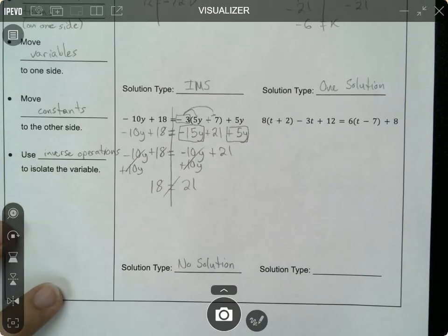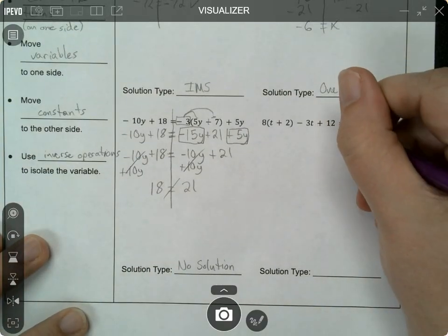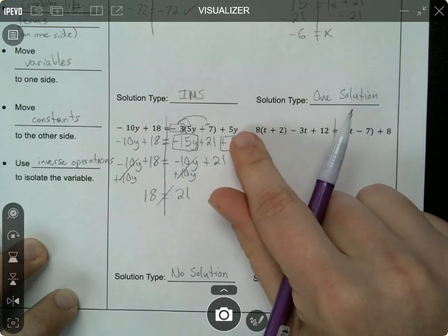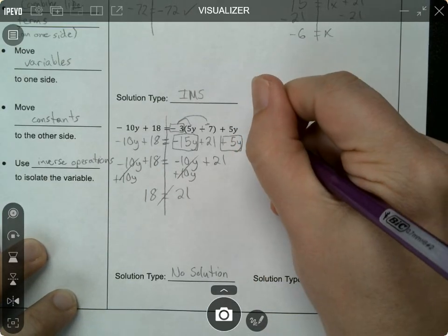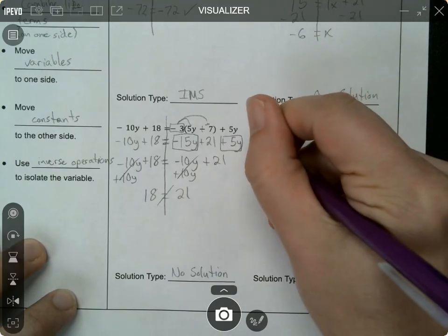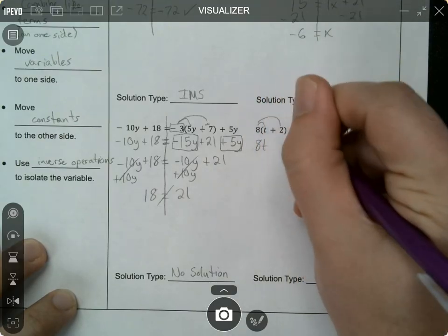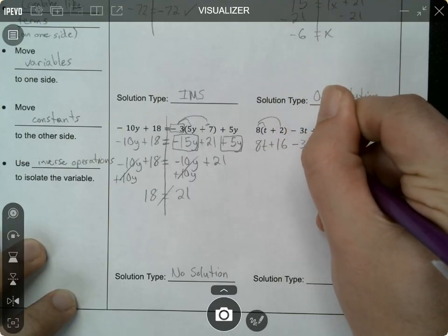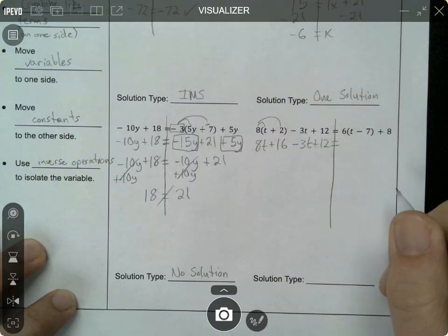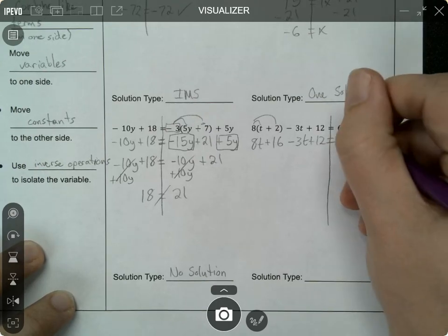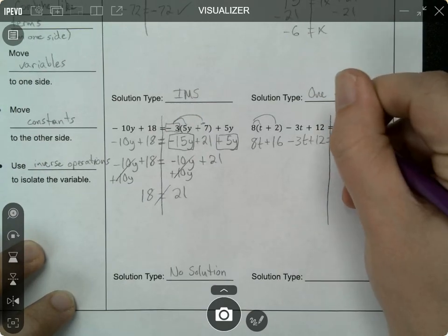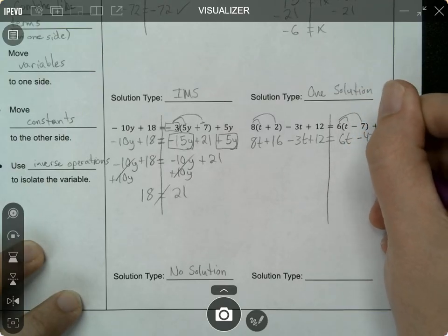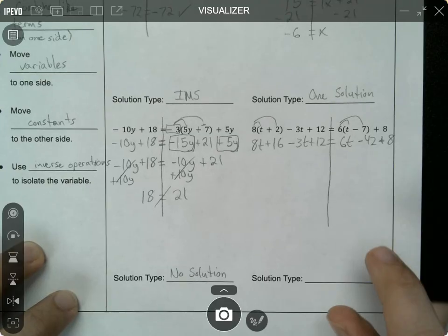All right? Last question. Looks like it's a doozy. But it's the same steps, right? We're just doing more things. 8 times t, that's 1t, so 8 times 1 is 8t. 8 times 2 is 16. Minus 3t plus 12 comes down. 6 times t is 6t. 6 times negative 7 is negative 42. Plus 8 comes down. All right?